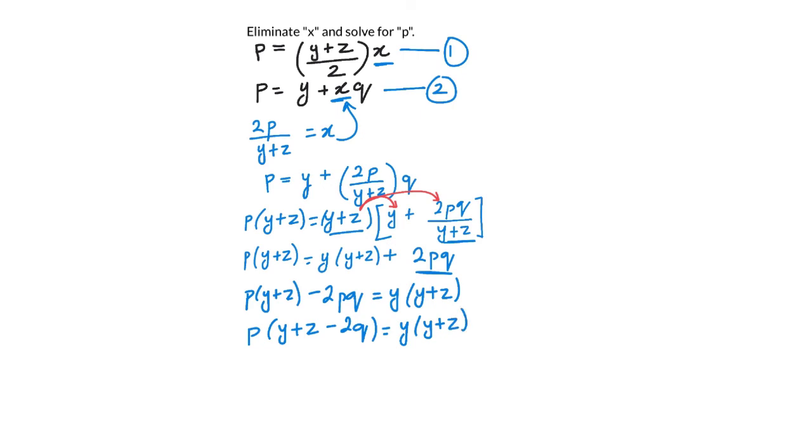Now p is being multiplied by this quantity in parentheses. It's being multiplied, so let's take this quantity to the right hand side and now it will be in the denominator. So p equals y times y plus z whole divided by y plus z minus 2q. This gives us an equation for p that does not contain x.